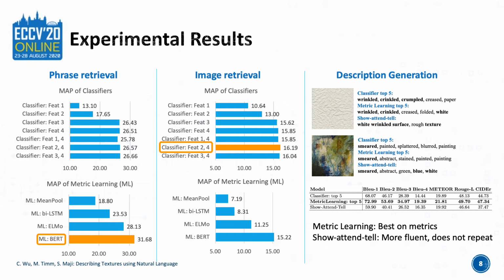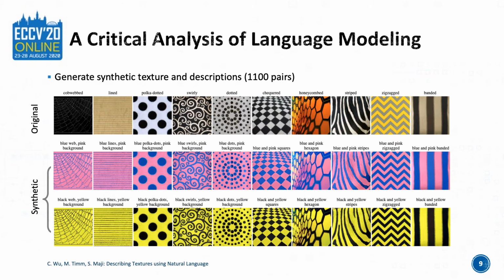The show, attend, and tell, on the other hand, is able to generate more fluent descriptions covering different aspects of the texture. We then conduct a further analysis on how the models handle the compositionality of languages. We systematically generate synthetic textures and descriptions. We take 10 typical two-color patterns as shown in the first row.